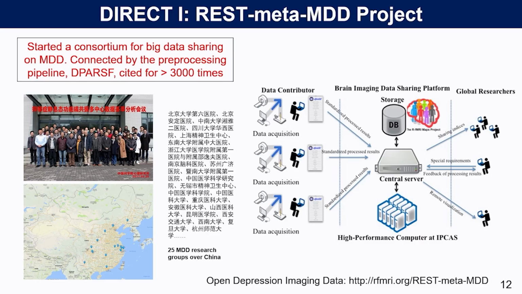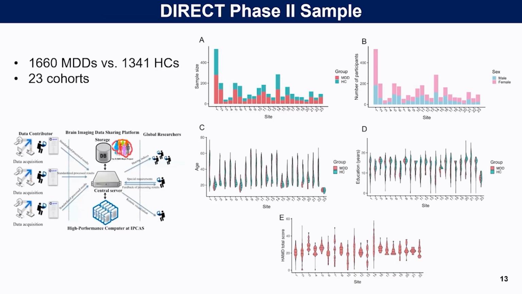If you want to have access to open source depression imaging data, you can access this website. We have our phase 1 already openly accessible. Each participating hospital jointly shares their raw data. We will train their students to use our standardized protocol to process the data and share the final results, and we have big data to analyze. The phase 2 is the same mechanism. We have even more data: 1,600 patients and 1,300 healthy controls.